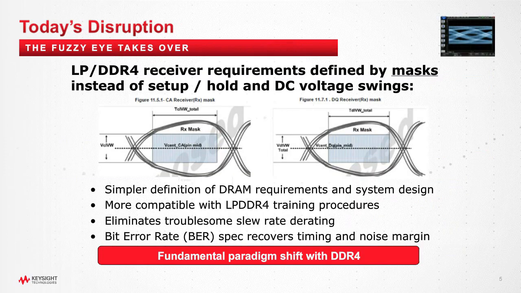So again, what was done with DDR4, and this also affected LPDDR4, is that instead of a timing diagram describing the interface, the receivers on the memory were really defined by what are called I masks. And so here you see actually an excerpt from the DDR4 spec that talks about the I mask.